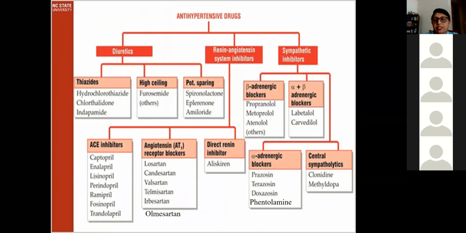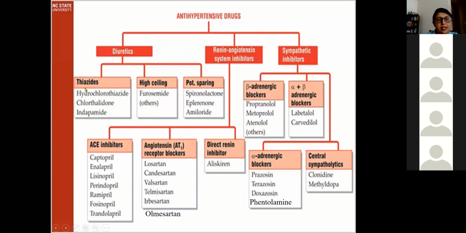Then now we will see the different antihypertensive drugs. A lot of drugs are there, so we will study everything. Number one group is diuretics. Number two, renin-angiotensin system inhibitors, sympathetic inhibitors. Okay, the next page is also there. We will finish this page and we will go to the other page.